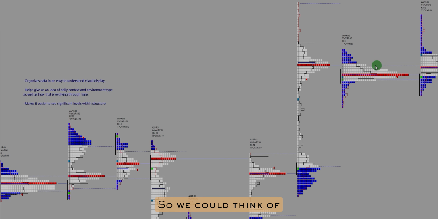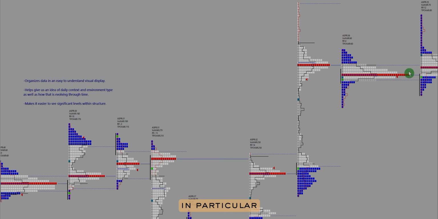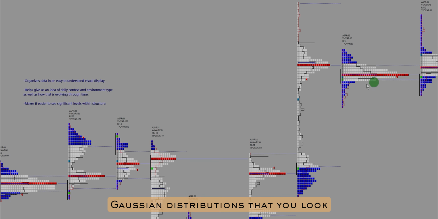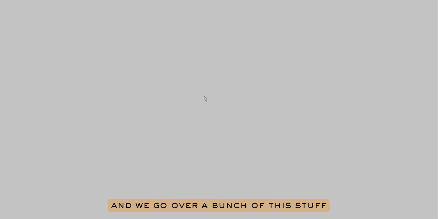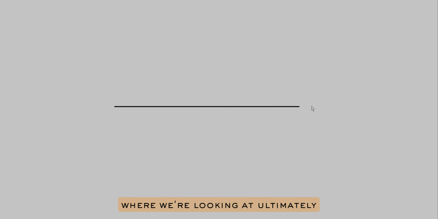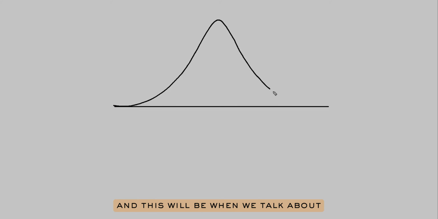So we could think of these types of distributions, and when we look for balance structures in particular, as the type of balanced Gaussian distributions that you look for in a regular distribution chart. And we shared this on the roadmaps, and we'll be referring to those time and time again because ultimately there's a lot of theory there, and we go over a bunch of this stuff where we're looking at ultimately something like this, balanced distribution, and this will be when we talk about looking for developing value.